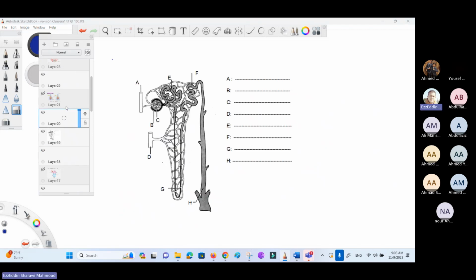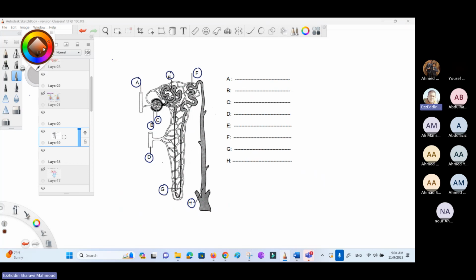A very important structure. Coming in the exams 100%. It's found in the revision sheet. Let's remember again the structure of it. A, and here is B. The tiny branches, C. Where is D? Yes, D. E, F, and this is G, and this is H.